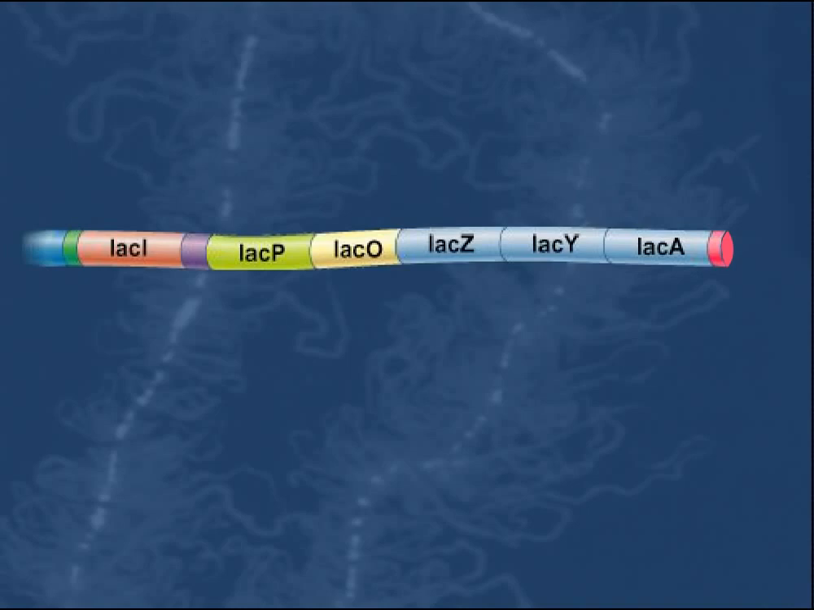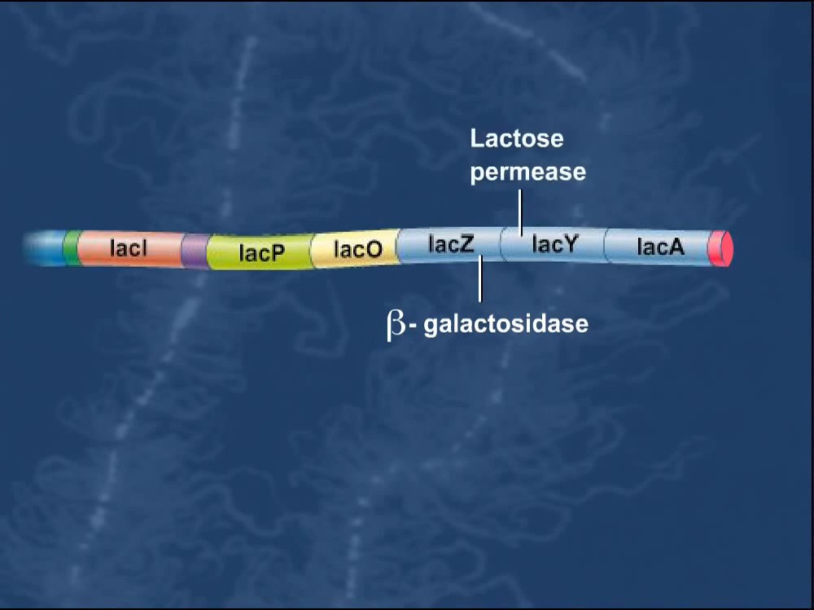Three genes clustered together on the chromosome are required for the bacterium to utilize lactose. These were determined to be the LAC-Z gene that codes for the enzyme beta-galactosidase, the LAC-Y gene that codes for a lactose permease, and the LAC-A gene that codes for the enzyme galactoside transacetylase.